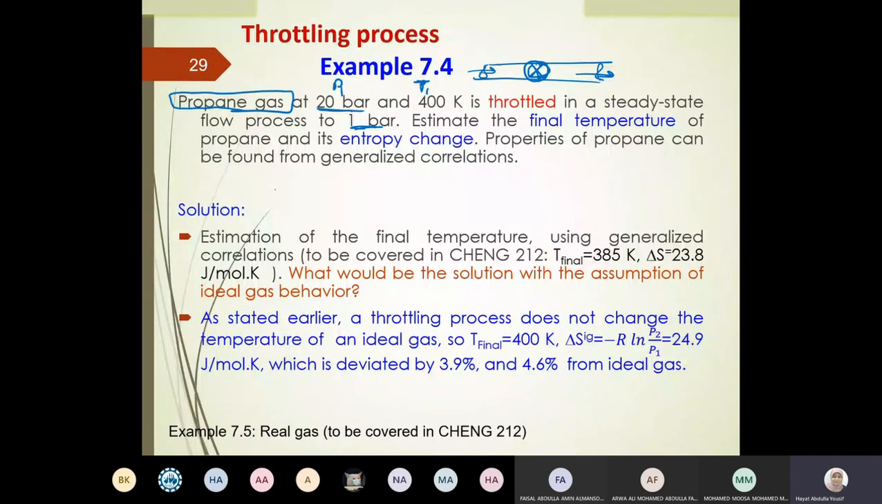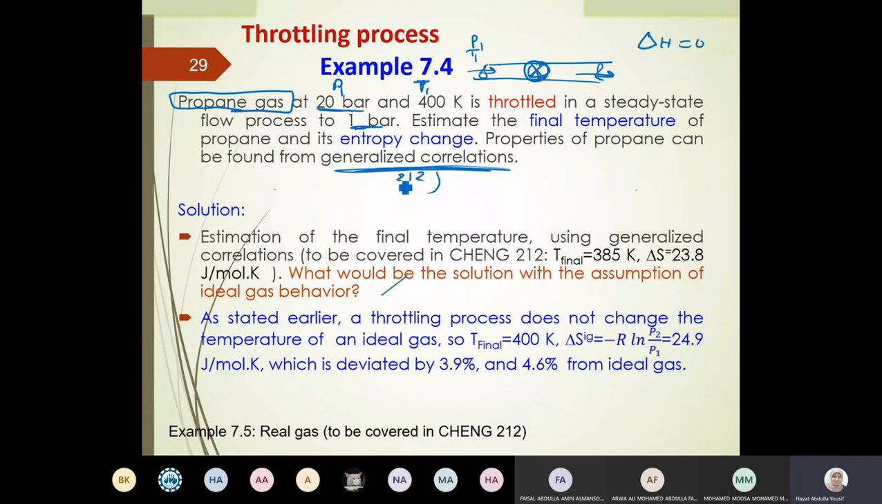Question number 1. Can I go and use the steam table? Of course I cannot, because I have propane. And when I say delta H is equal to 0, and then I say H1 is equal to H2, yes, I do have P1 and T1, but I cannot go and get H1 from the steam table because I have propane. Did they mention in the question that it is ideal gas so that I can use the ideal gas equation? No, they did not. But what they did, they said properties of propane can be found from generalized correlation. What is this? Generalized correlation, it is what we did in chapter 3 about real gases and the correlations. But that will only be covered in Cheng 212.